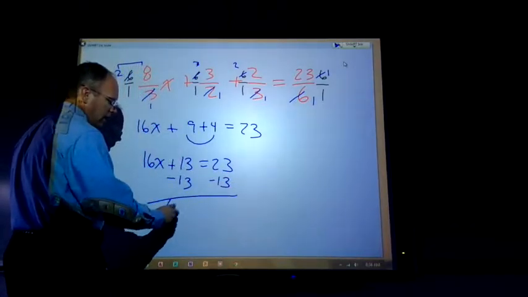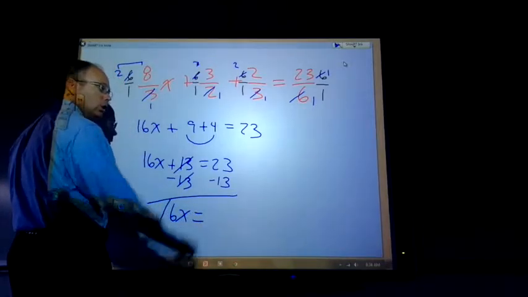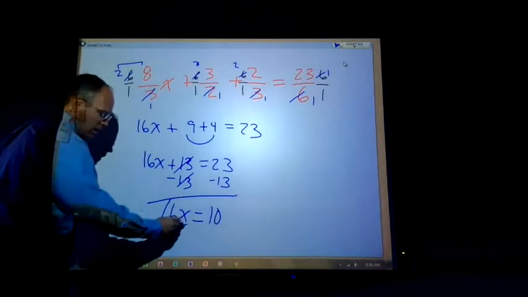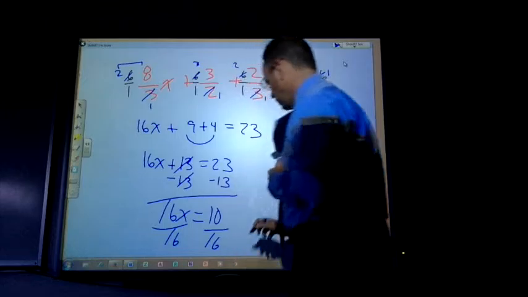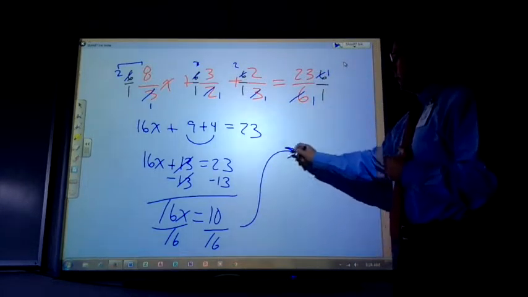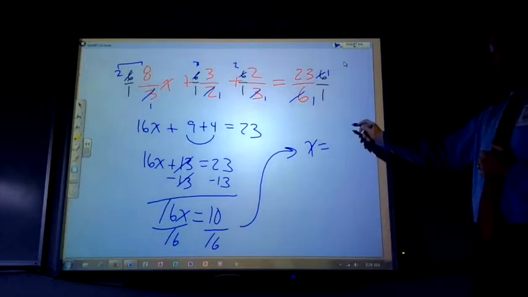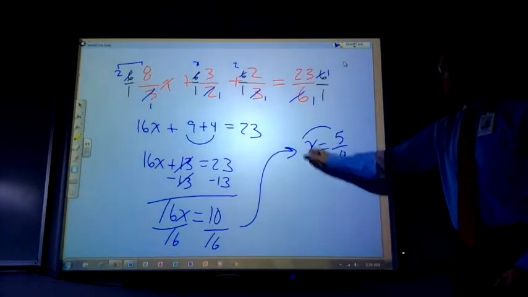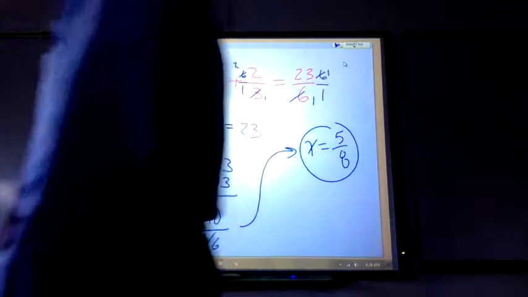So I get 16x. Those are now gone. Equals 10. Divide each side by 16. Can I reduce 16 over 10, or 10 over 16? What number goes into both? 2. 2 goes in 10 how many times? Definitely something that you might see that you saw on the quiz.